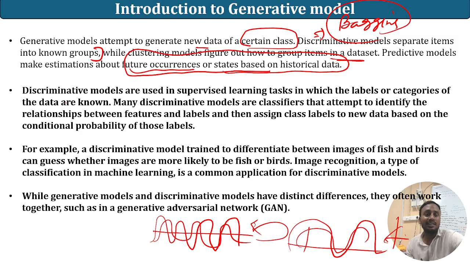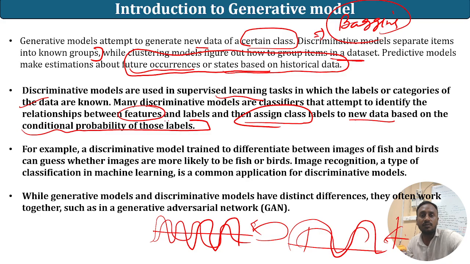So discriminative models are used in supervised machine learning. It's a classification which labels or categorizes the data that are known. Many discriminative models are classification that attempt to identify the relationship between the features and the assigned class label. Then they are going to label new data based on the conditional probability of those models.